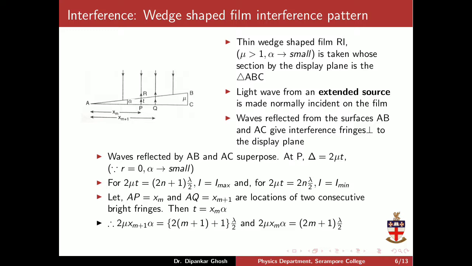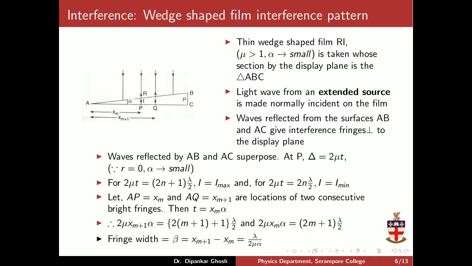Why can we take that? Because the distance of P and Q is not much. So what do we have? Replacing T in the path difference formula, we have 2μx_(m+1)alpha equal to 2(m+1)λ/2, and 2μx_m alpha is equal to (2m+1)λ/2. This is because of the mth and (m+1)th order bright fringe. We have written the path difference as (2m+3)λ/2 and (2m+1)λ/2.